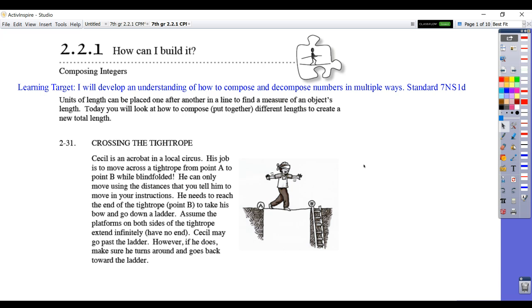His job is to move across a tightrope from point A to point B while blindfolded. He can only move using the distances you tell him to move in your instructions. He needs to reach the end of the tightrope, point B, to take his bow and go down the ladder. Assume the platforms on both sides of the tightrope extend infinitely, meaning having no end. Cecil may go past the ladder, however, if he does, make sure he turns around and goes back towards the ladder.